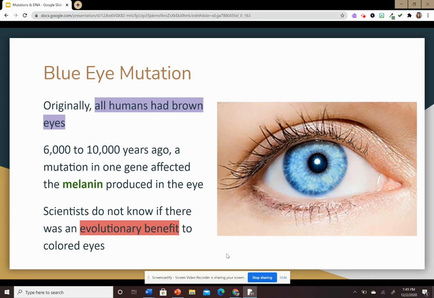Some people started to get blue eyes. Now it's more common, of course, but it is a mutation. But it really doesn't help or hurt. Scientists don't really know and haven't found if there was an actual benefit all those years ago to colored eyes. So if you have blue eyes, cool, good for you. I wish I had blue eyes.